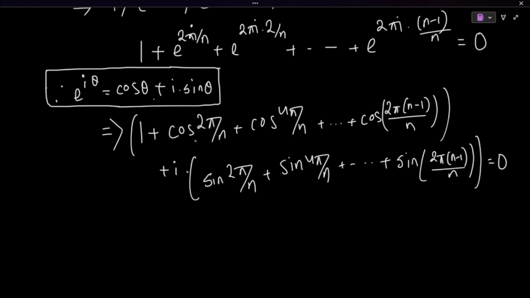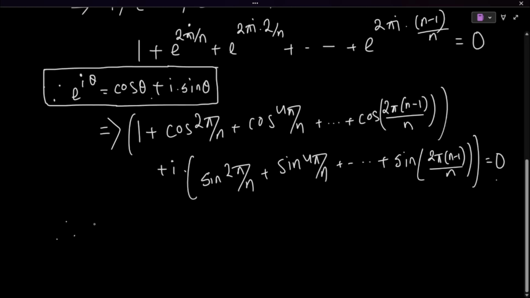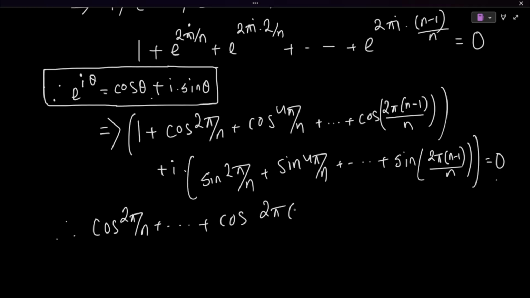Since the right hand side is 0 and the left hand side is a complex number, using equality of complex numbers, you should always know that the real parts of both sides will be equal and the imaginary parts of both sides will be equal. In this case, it is 0. The real part is 0, the imaginary part is 0, and therefore we only need the real part for this problem. The real part here would be cos of 2 pi by n, and you add it all the way up to the last term, which is cos of 2 pi multiplied by (n minus 1) by n, and this should equal minus 1 because we had a plus 1 here. I'm just sending it to the right hand side.